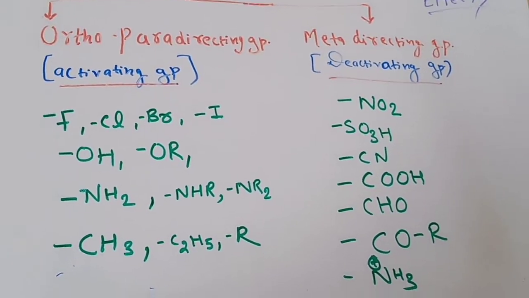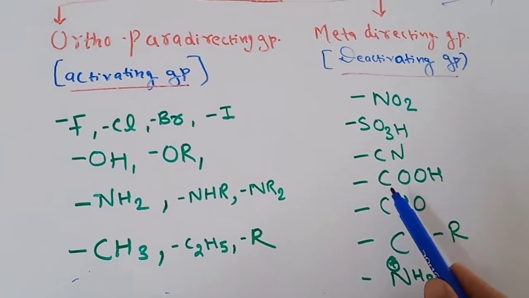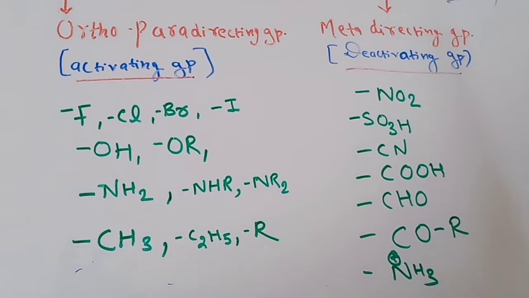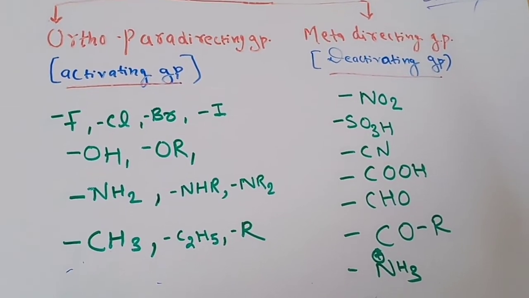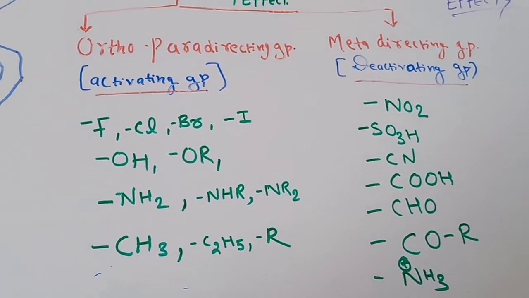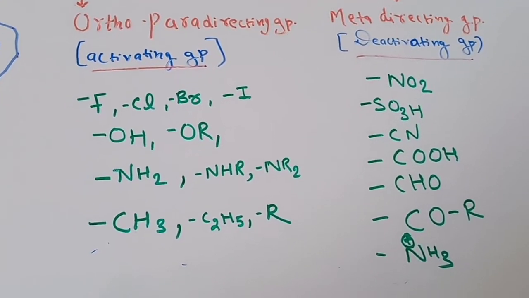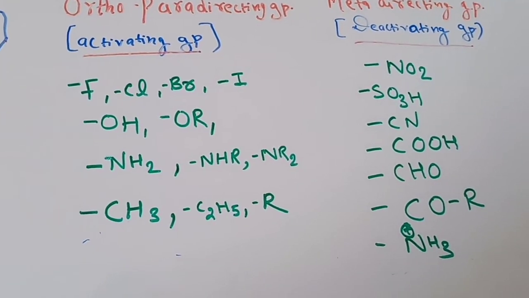For example, nitro group, sulfonic acid group, cyano group, carboxylic group, aldehyde group, ketone group or ammonium ion group. So these groups deactivate the benzene ring for the electrophilic substitutions. So these are also known as the deactivating groups. We will study them in detail.